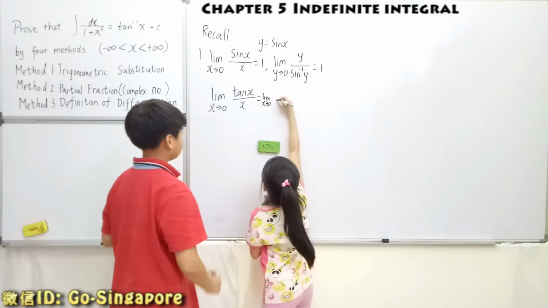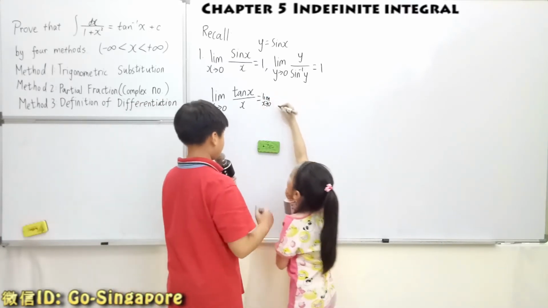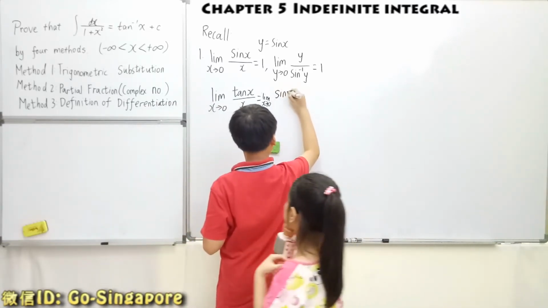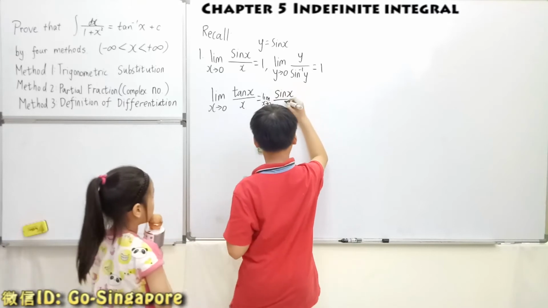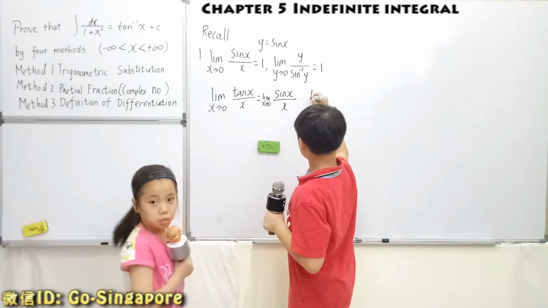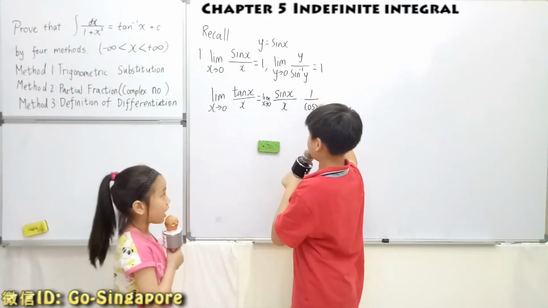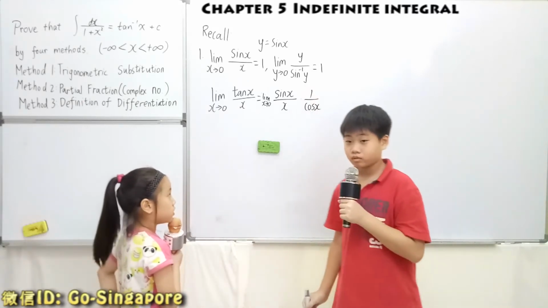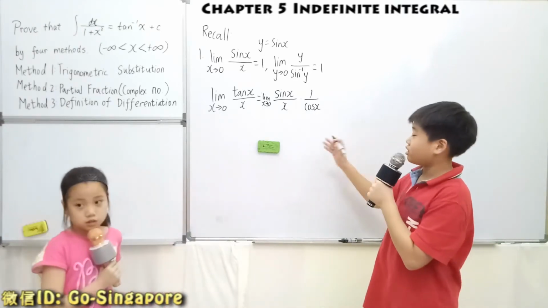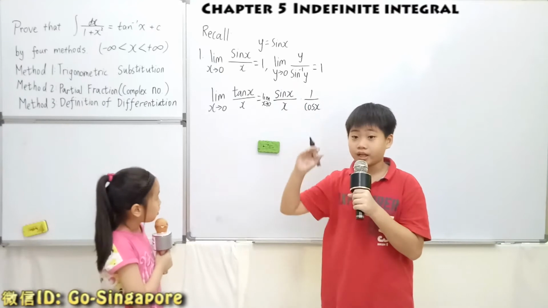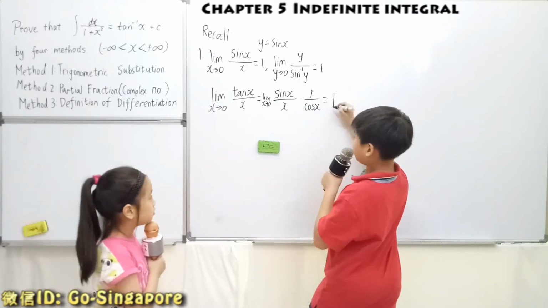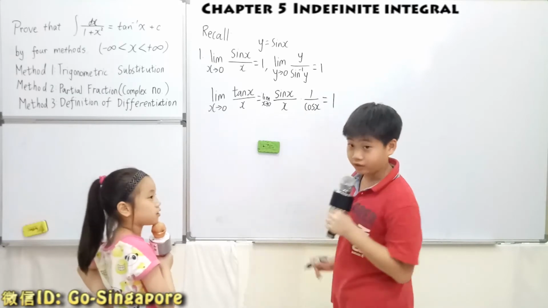Okay, so you can just tell me and I'll write it. It will be sine x over x times 1 over cosine x, because tangent is sine over cosine, right? Yes, and it's still a 1. Here's a 1, here's also a 1, right? Yes, and it's a 0.